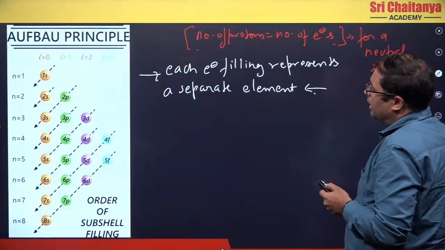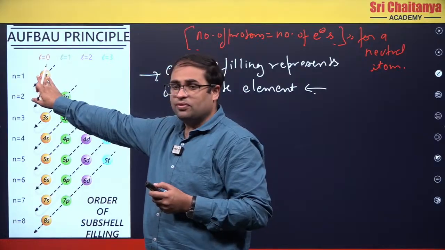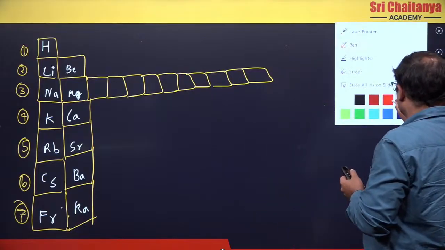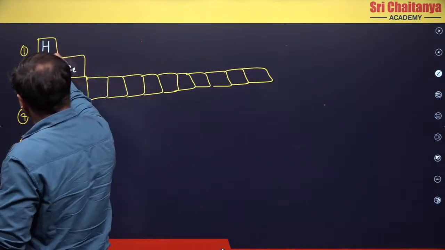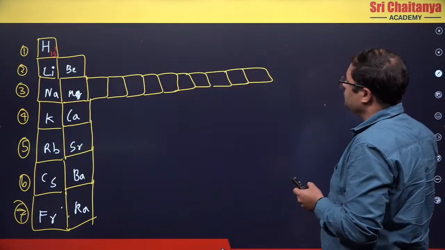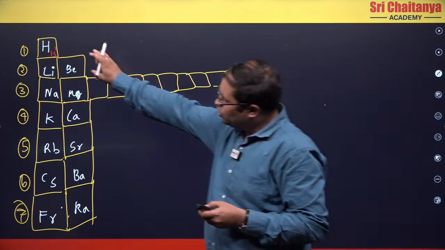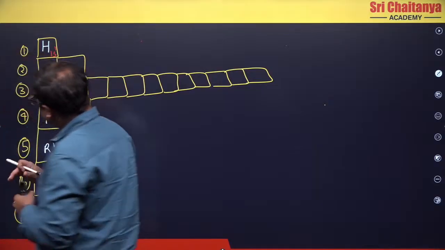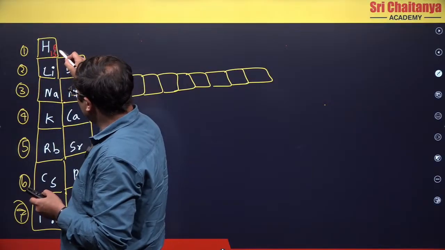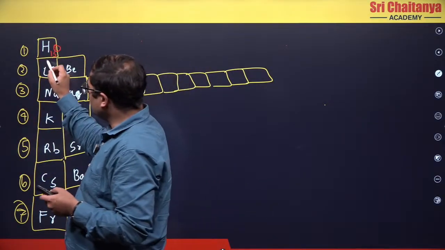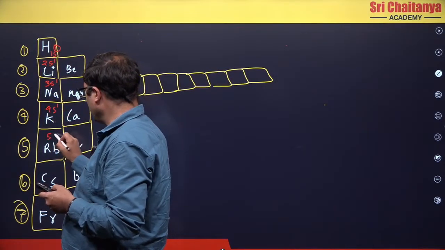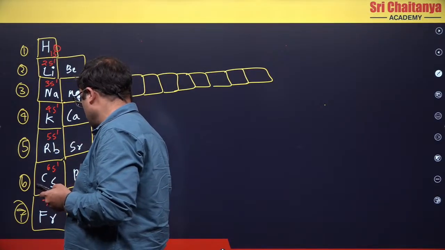Now, remember that in the Aufbau principle, first 1s fills, right? So the first element where 1s will fill is this element, hydrogen. So hydrogen's configuration will be 1s1, right? Now, as you move down the group, what will happen is this 1, the principal number, will keep on increasing. So this will come 1s1, but remember the valence shell electron number will remain the same. So 1s1, this will be 2s1, 3s1, 4s1, 5s1, 6s1 and 7s1, right?